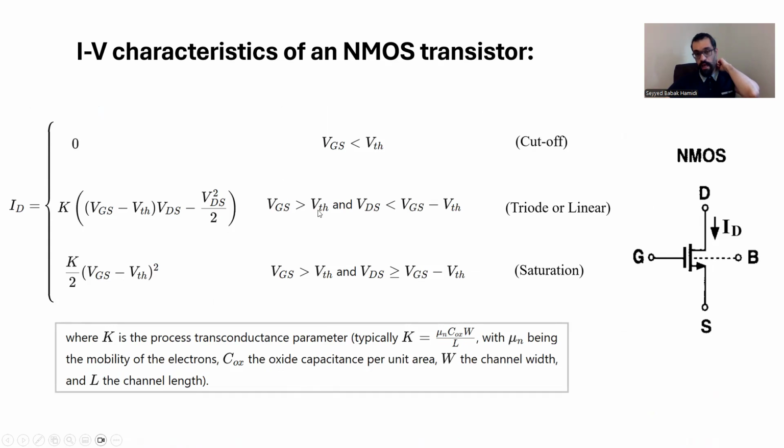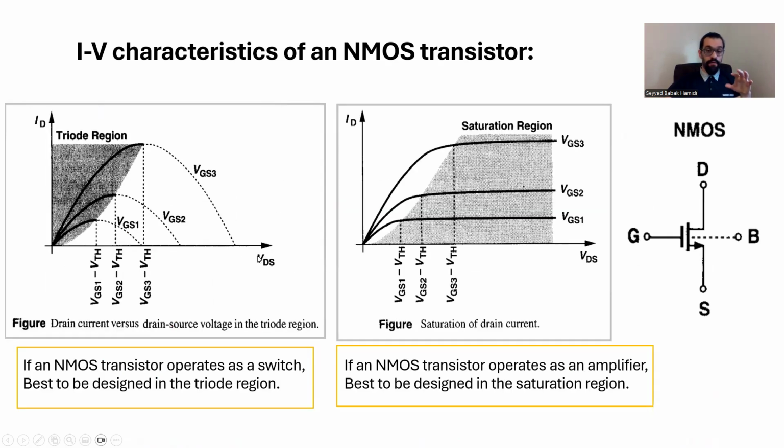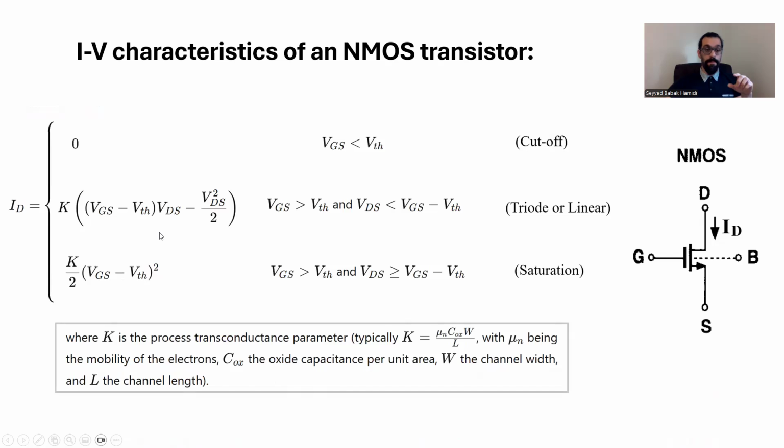But when VGS is higher than the threshold voltage, your transistor is on, and you have two modes. If VDS is less than VGS minus threshold voltage, your transistor is operating in the triode region, and this would be your ID, the current of the transistor. K is a parameter that depends on the technology. I will explain later. ID = K times (VGS minus threshold voltage) multiplied by VDS minus VDS squared over 2. This would be the current of the transistor when it operates in the triode or linear region.